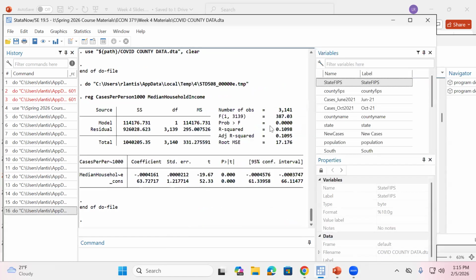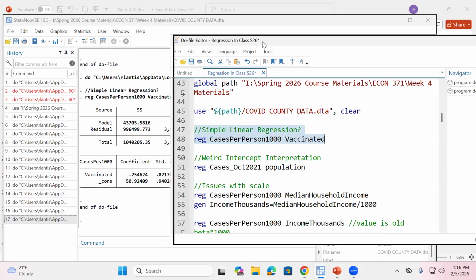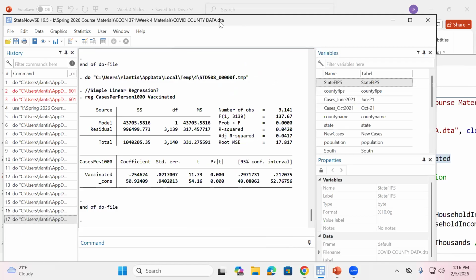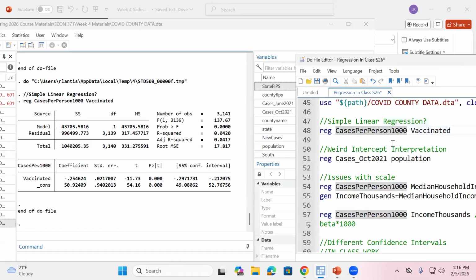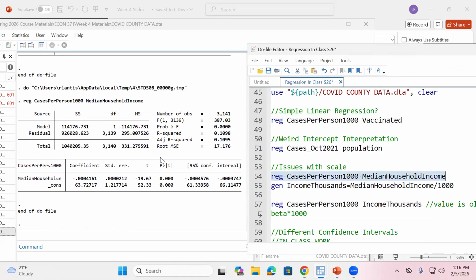So if I'm trying to predict, well, hold on. I want to make another point. Let's do this. All right. So this is the regression we were just looking at, right? So our R squared was 0.042. So the percent of the variation in COVID cases we were explaining with the percent of the county that was vaccinated was only 4.2%. Let's say I try to predict the number of cases instead using household income, right?